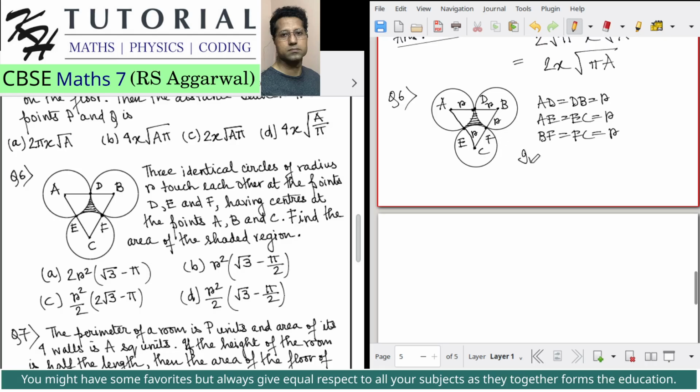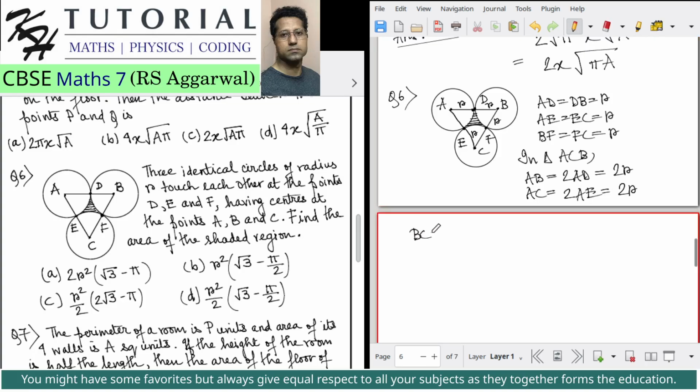Now, since the points A, E, C are collinear, the points A, D, B are collinear, and the points B, F, C are collinear, we can say that in triangle ACB, AB is equal to twice AD, which is equal to twice r. Similarly, AC is equal to twice AE, which is also equal to twice r, and we have BC is equal to twice BF, which is equal to twice r. So the triangle ACB is an equilateral triangle having the side length of twice r.